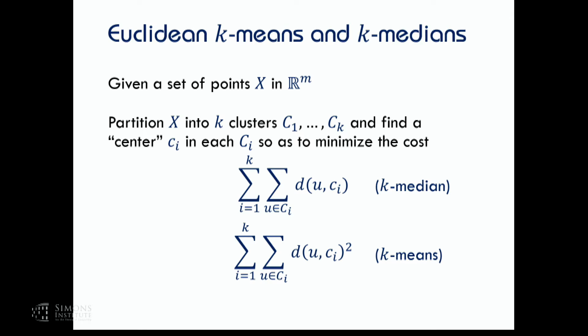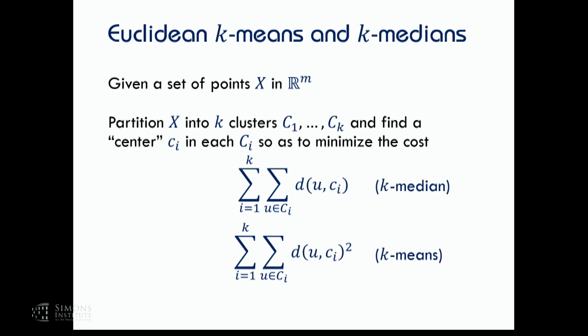So for k-median, the objective is to minimize the sum over all data points u of the distance between u and the center of the cluster Ci that contains u. And for k-means, the objective is very similar, except that we square the distances. These two problems are widely used in practice, in particular in machine learning and big data, and arguably these are among the most used clustering objectives.